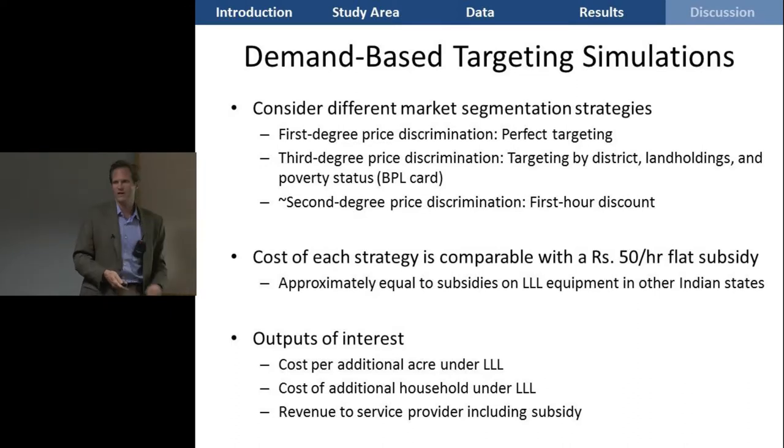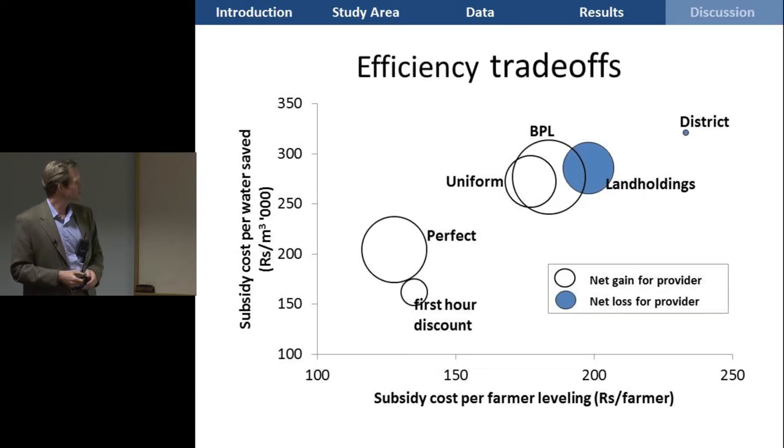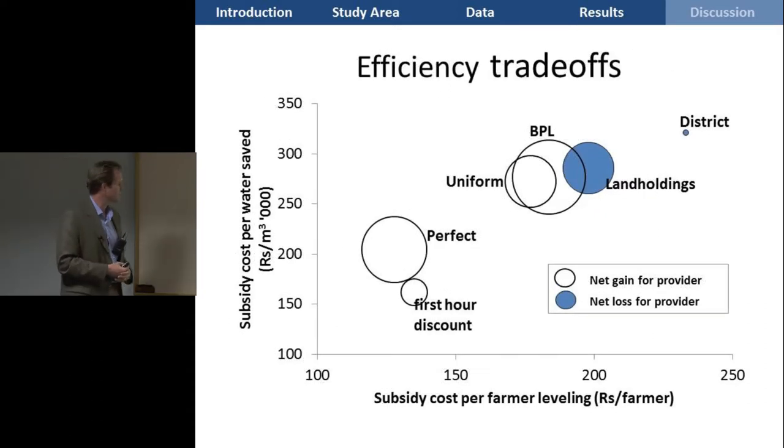And then we're going to evaluate them along different measures: the cost of adding an additional acre, the cost of adding an additional household, or, from the perspective of the service provider, how sustainable it is. Okay, so here's the punchline result without going through all the other details. This is how these different strategies stack up.